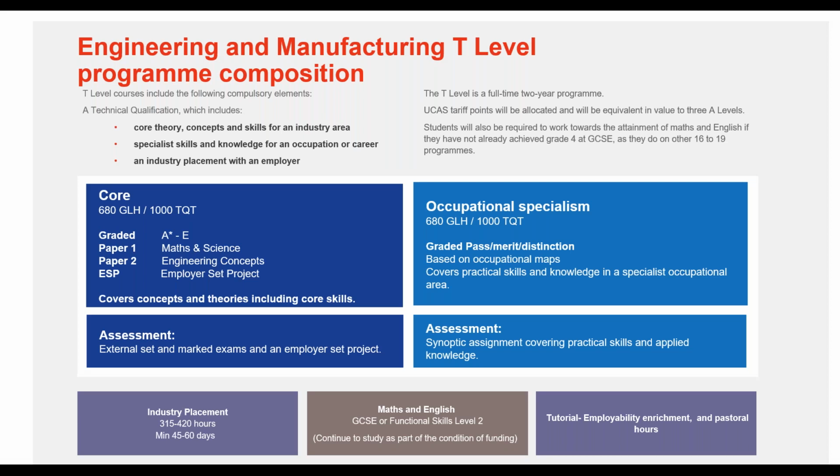So now we're going to look at the T-level program, how it's made up. The T-level is a full-time two-year study program, which carries UCAS points and is equivalent to three A-levels. It also covers practical skills and knowledge in the specialist occupational areas. The program is broken up into two halves. Starting from the dark blue side, which is the core, there are 680 guided learning hours, which is a lot more than your normal study program.